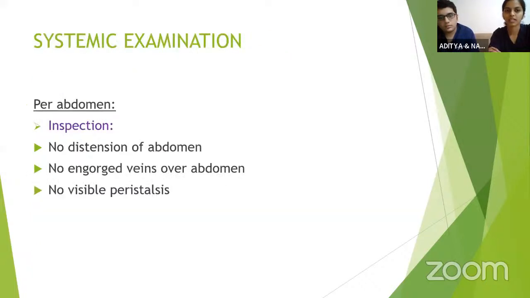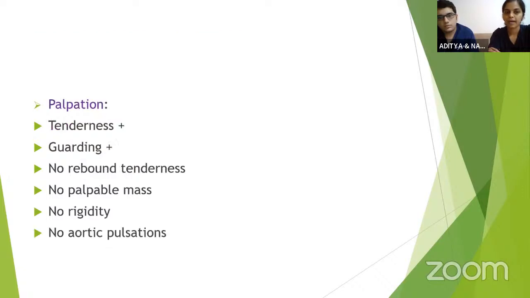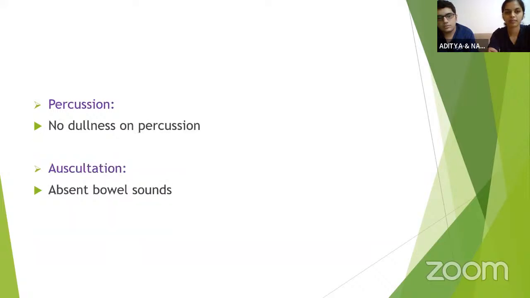Systemic examination, per abdomen. On inspection, there is no distension of abdomen seen, no engorged veins over the abdomen and no visible peristalsis seen. On palpation, tenderness is present, diffuse all over the abdomen, and guarding is present. There's no rebound tenderness, no palpable mass felt, no rigidity, and no aortic pulsations felt. On percussion, there is no dullness, and on auscultation, there are absent bowel sounds.